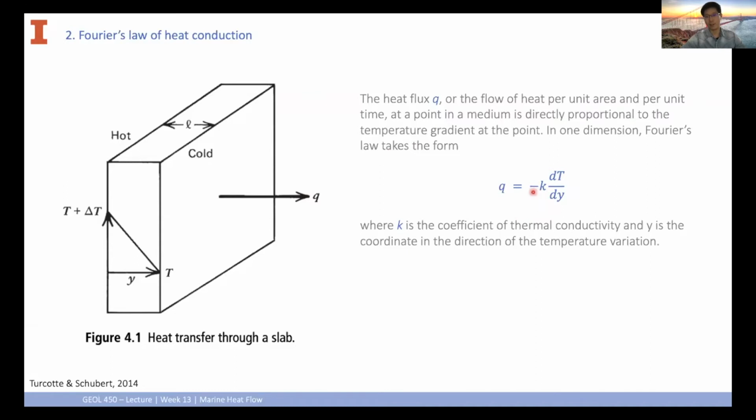K is a positive coefficient, the thermal conductivity. Pay attention to the negative sign here: from the hot to the cold end, the temperature decreases, so the temperature gradient is actually negative. Multiplied by this negative, it gives us a positive heat flux. That means when the temperature decreases from the hot end to the cold end, we get heat from the cooling of this slab.